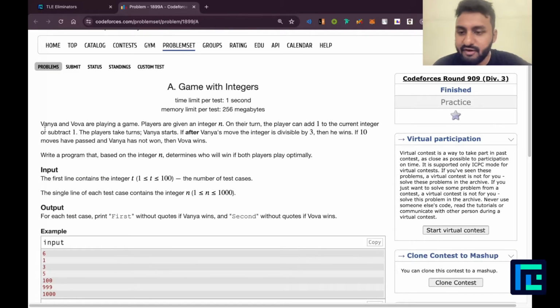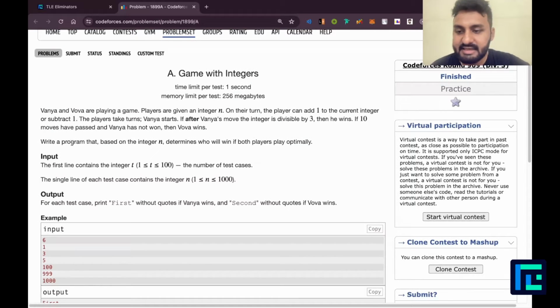Let's read. So Vanya and Vova are playing a game. The players are given an integer n, alright. On their turn, the player can add 1 to the current integer or subtract 1. So basically an operation of adding 1 or you subtract 1. Now the players can take turns. Vanya will start. If after Vanya's move, the integer is divisible by 3, then he wins. If 10 moves have passed and Vanya has not won, then Vova wins.